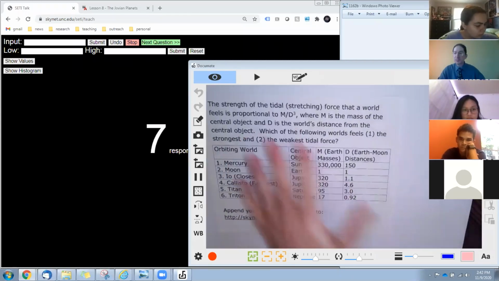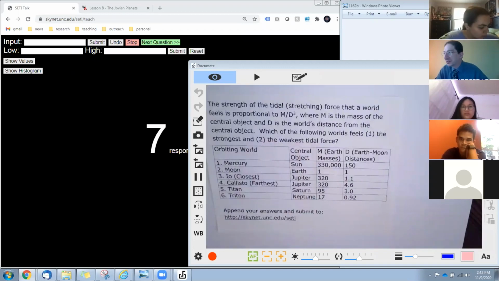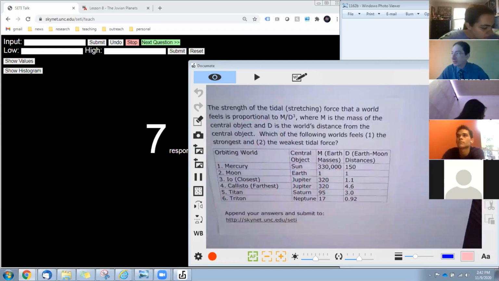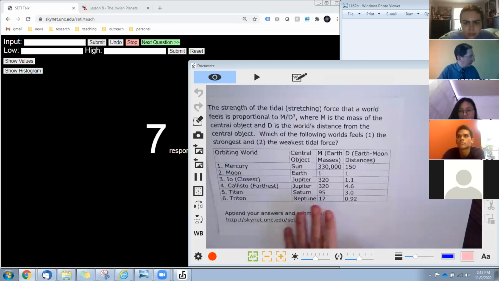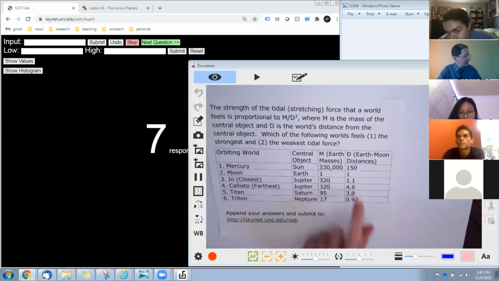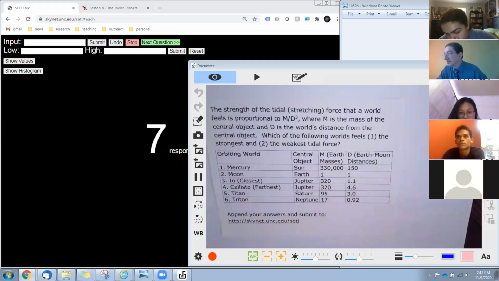And I'm not going to derive this, but this is just going to hopefully be a testament to how well you can do ratio problems now. I can just throw an equation at you and you should be able to use it in a ratio context. So I'm telling you here at the beginning, the strength of the tidal force that a world orbiting another feels is mass divided by distance cubed. And I've given you the mass of the orbiting object in Earth masses. I've given you the distance that it's orbiting the central body in Earth-Moon distances.